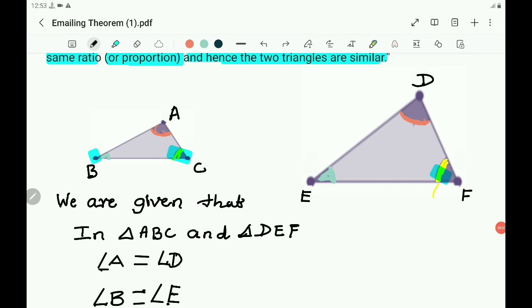So you mark a point P on DE such that DP must be equal to AB. Mark a point Q on DF such that DQ must be equal to AC. That is the construction we have to do, and we have to join PQ.